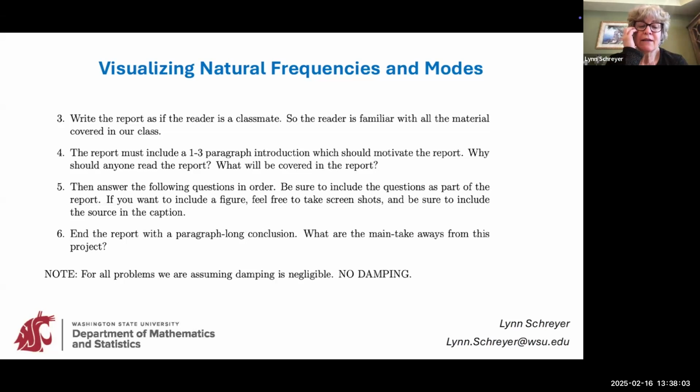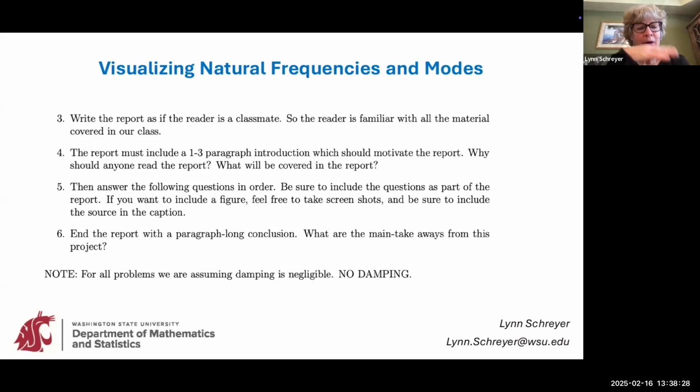They write the report as if the reader's a classmate. I think this is really important, that you tell them who the prospective audience is. And the report must include 1 to 3 paragraphs of introduction. They haven't done a whole lot of reports at this time, so I've learned that we really have to give them details about why you have to write an introduction, and what should be covered in the introduction.